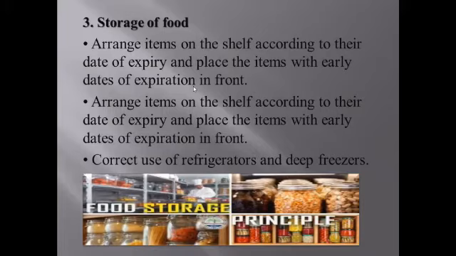And next they are telling the correct use of refrigerators and deep freezers, right? For meat, fish, some kind of meat like that, we need deep freezers. Ice cream also needs a deep freezer. But for vegetables or some kind of milk products, we need refrigerators. So we want to put them in a correct manner.